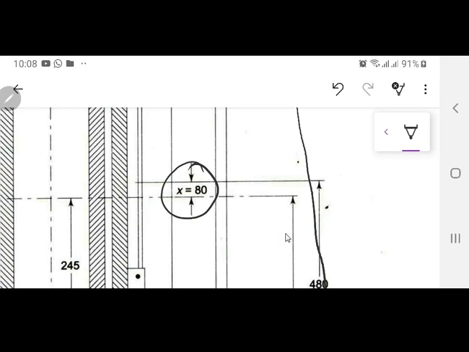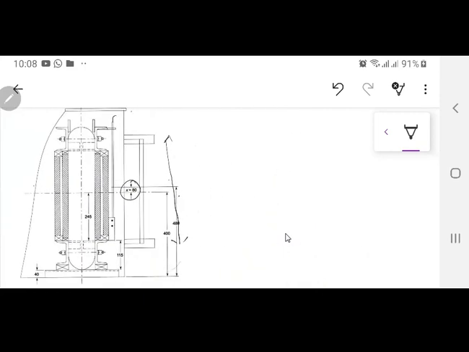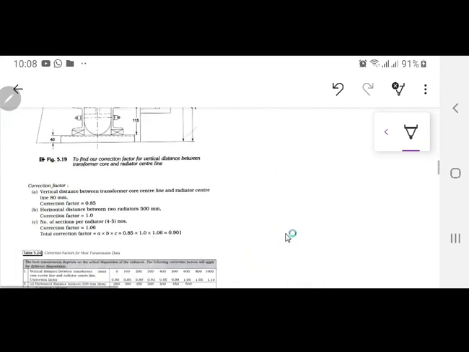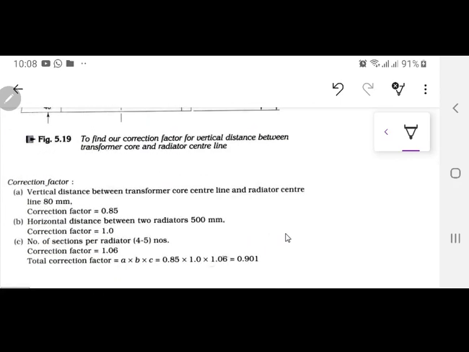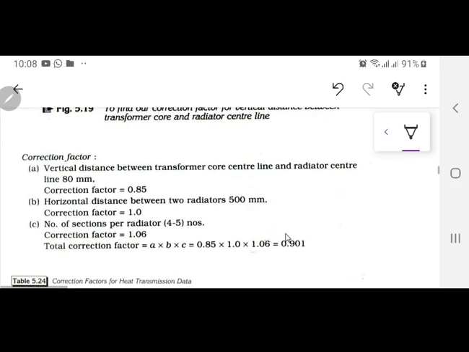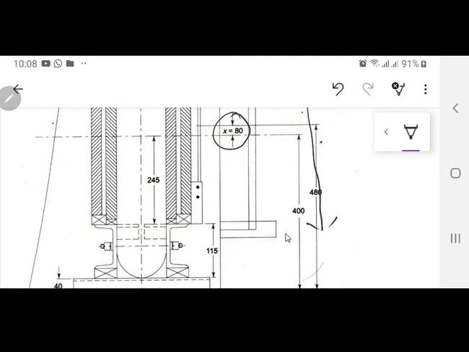Okay. Now this pressed steel radiator, how you are going to design this one? For this purpose, you have to first of all find a correction factor. This is very important. This correction factor is based on three things. Okay? The first correction factor, vertical distance between the transformer core center line and the radiator center line, which I just told you, I just mentioned it, this one, this is 80 mm in this case.